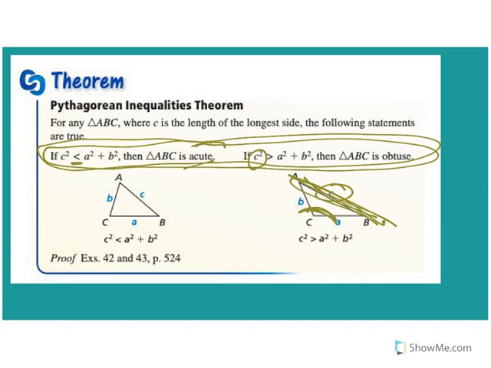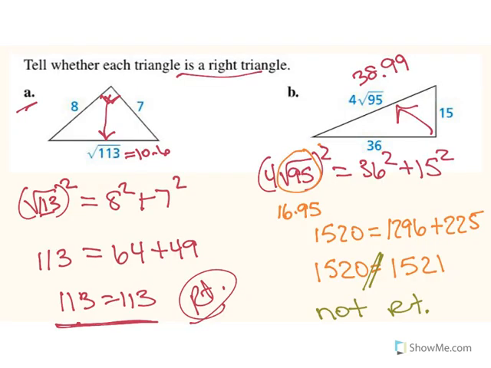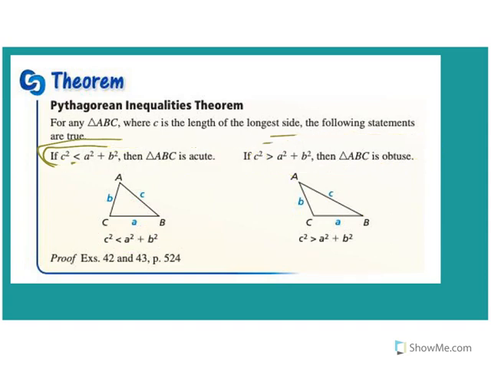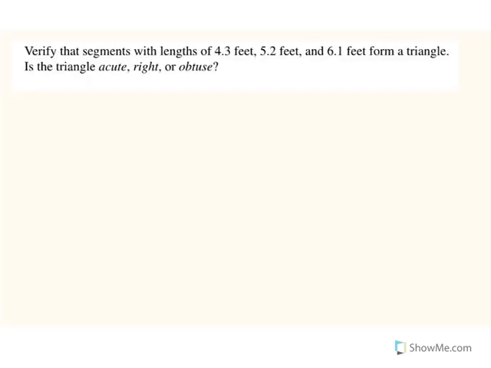Okay, so let's go back over here. So in this case, our c squared was less than our a squared plus b squared. So it's not right, it is acute. Okay, so pause, write this down. Push play, do some examples.